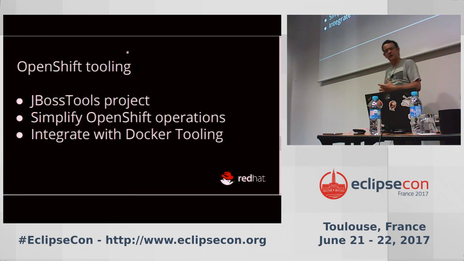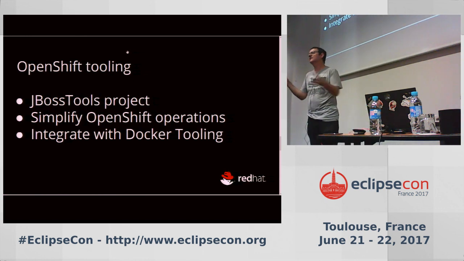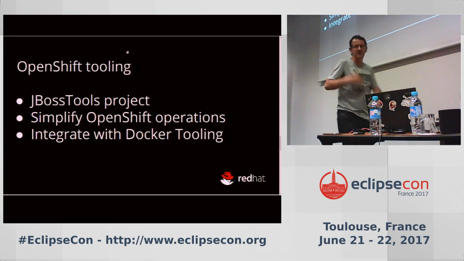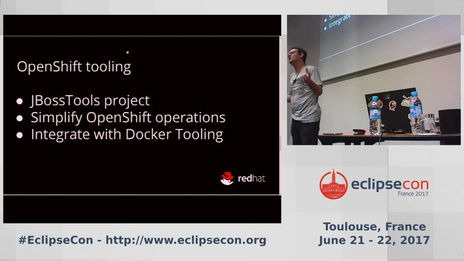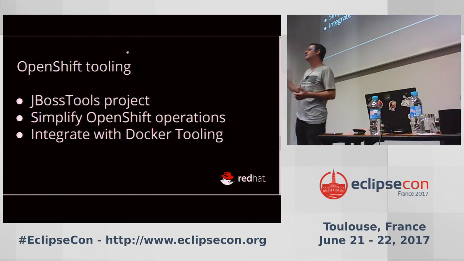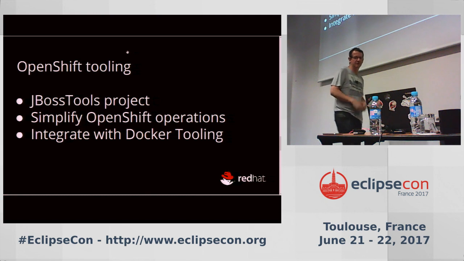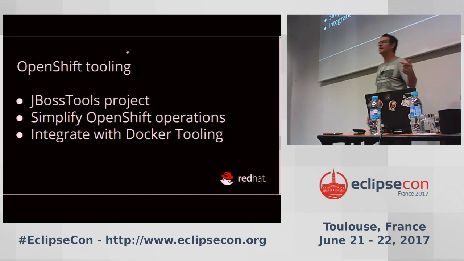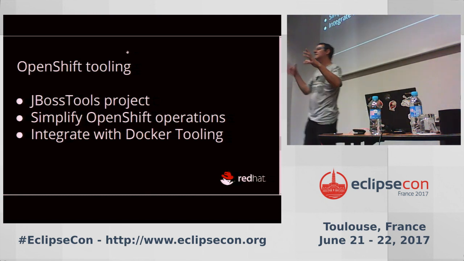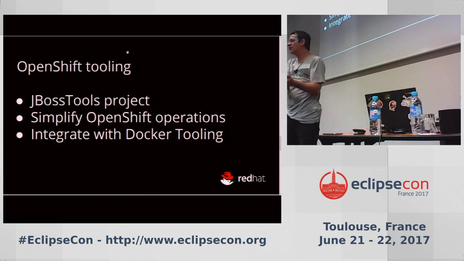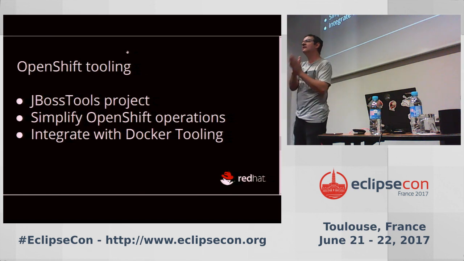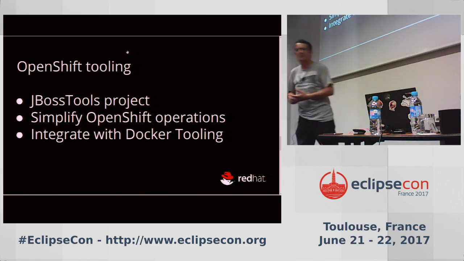The OpenShift tooling is a JBoss Tools project, so it's not from the Eclipse Foundation. It's done mainly by the Red Hat teams. Basically, it allows you to develop your application from within Eclipse and to test it on your OpenShift cluster. And you also have integration with Docker tooling. So for example, you can build your own Docker image like I did before. And once your Docker image has been built, you can decide to deploy it on your OpenShift cluster.